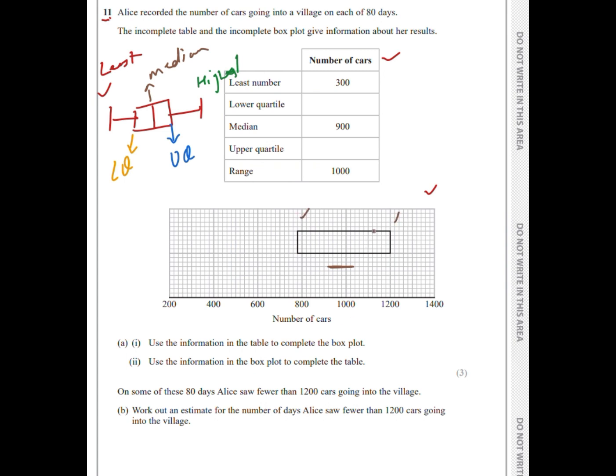So we are going to draw the graph first. Or maybe we're going to complete the table first. So if we look at the lower quartile, it's like here. It's going to be 780. Because in this graph each one block is 20.